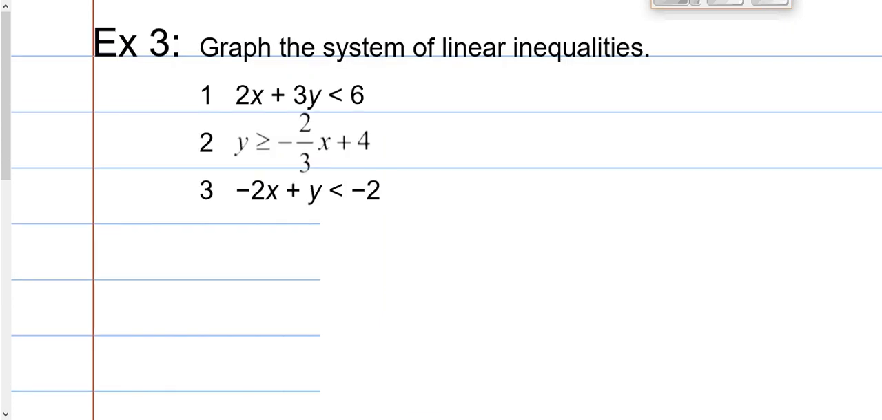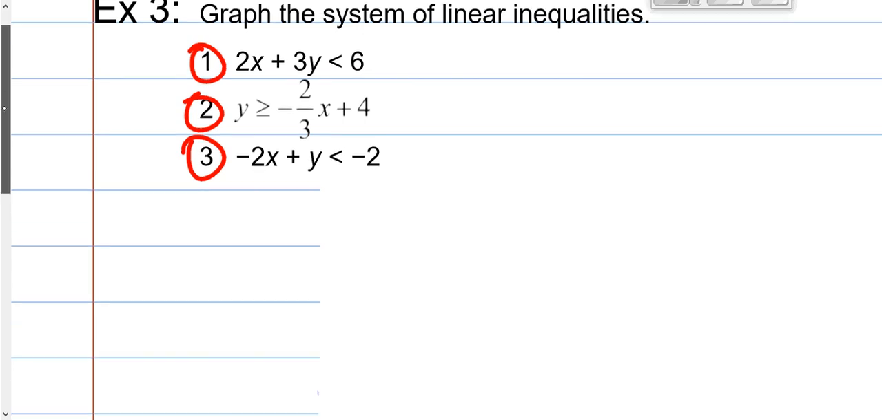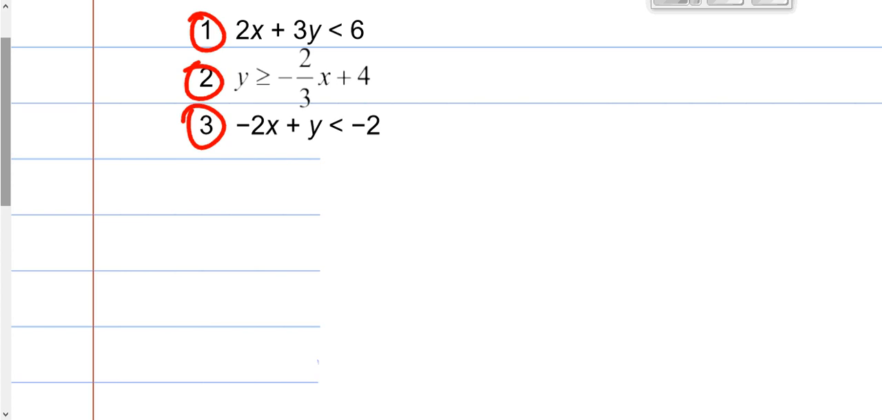This one says graph the system of linear inequalities, just like the last one. But if you notice, we have inequality 1, 2, and 3. Looking at inequality 1, it does not have y by itself. It's not ready to graph. So we need to work on that.